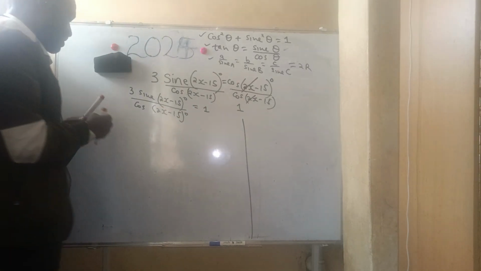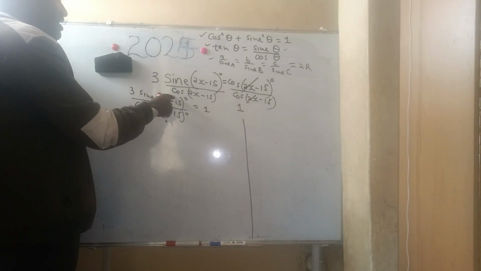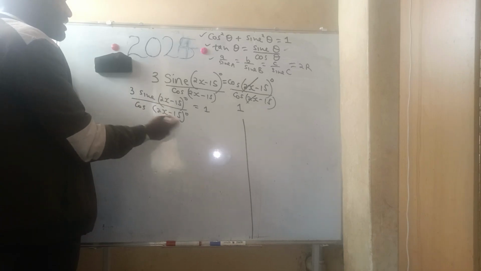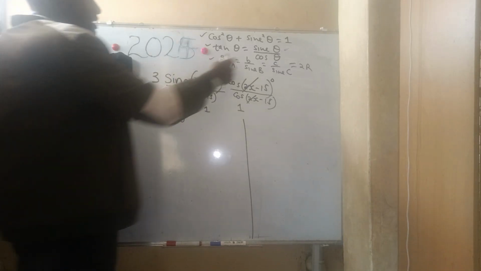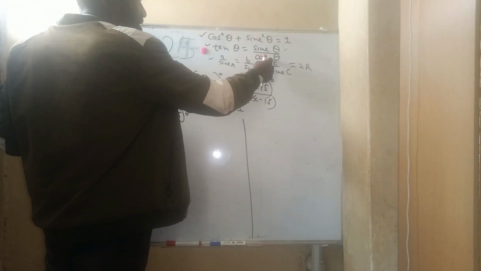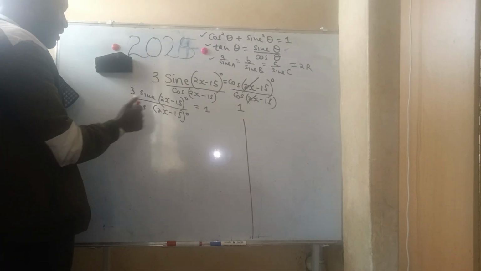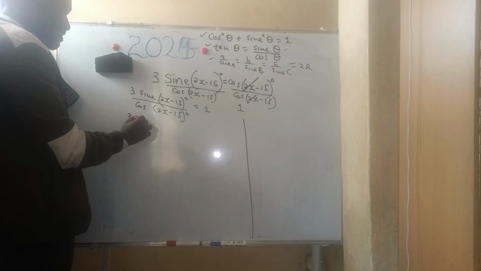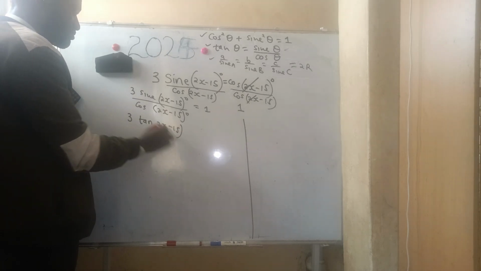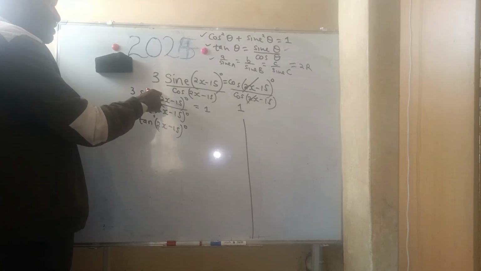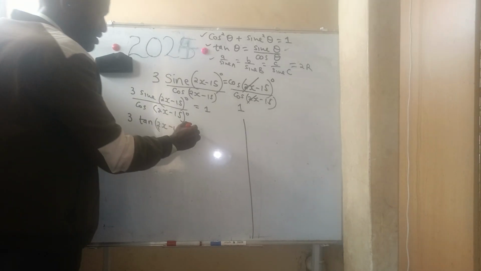And I know very well that in such a case, sine (2x minus 15) over cos (2x minus 15) turns out to be tan (2x minus 15). Why? Sine theta over cos theta is equal to tan theta. So sine of this angle over cos of this angle translates into tan of the same angle. So 3 tan (2x minus 15) must be equal to 1.